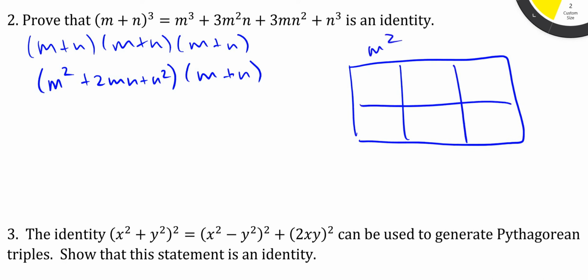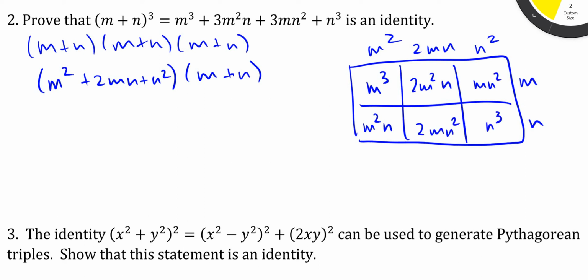So I have m squared, 2mn, and n squared, m, and n. So that's going to give me m cubed in that first box, m squared n in the second box. If you're trying to figure out which one goes first, always go alphabetical. 2m squared n, 2mn squared, mn squared, and n cubed. If you combine your like terms, we're going to wind up getting m cubed plus 3m squared n plus 3mn squared plus n cubed.